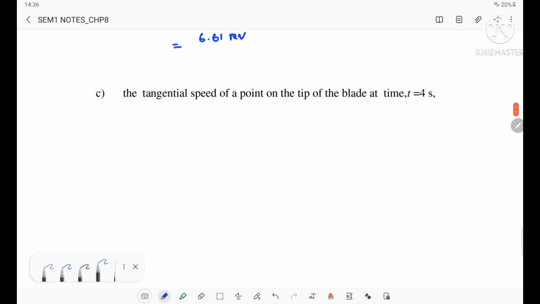Question C. The tangential speed of a point on the tip of the blade at time t equal to 4 seconds. So we use the equation v equals r omega, and then substitute the value of r, 0.4, times omega, which is 19.8, and then we get v equal to 7.92 meter per second. Okay, that's all.